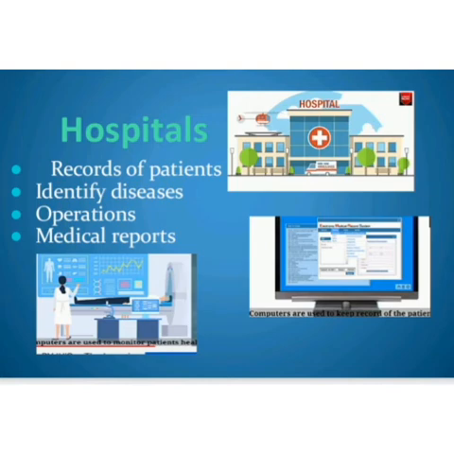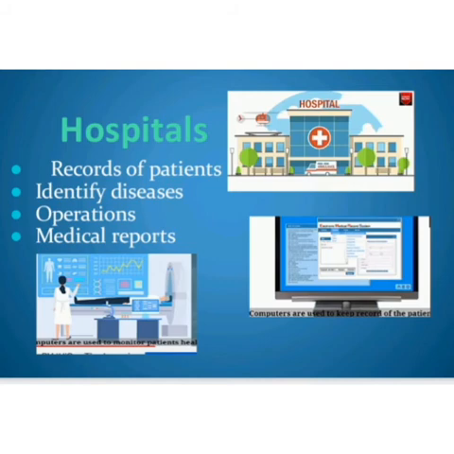So what are the things? First one, maintain records of patients in the hospital. The next one, they are used in the laboratories to identify diseases of patients, then helping in performing operations. Third one is operations, and then it is also used to prepare the medical reports. These are the four. Once again, records of patients, identify diseases in laboratories, third one is operation, fourth one is medical reports.